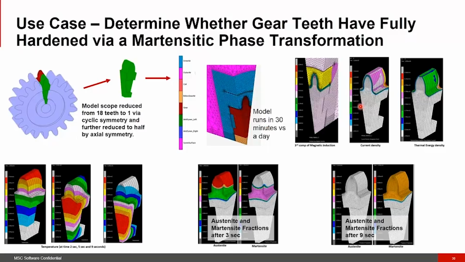We do the same thing we did before, except with the magnetic induction, except now we can do it on a smaller component because of the symmetry. Calculate the temperature over time, and then using our existing capability for phase transformation as well, we can then figure out what phase you have. So this whole thing can be done very quick.